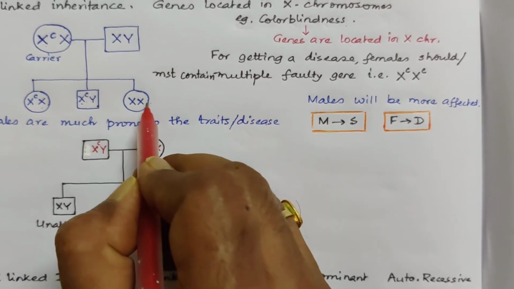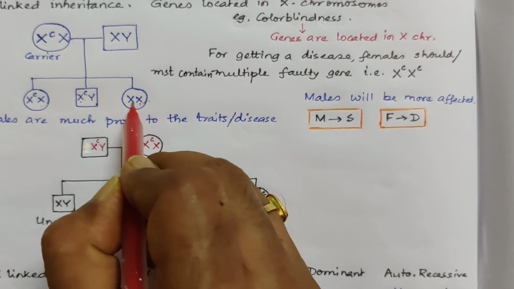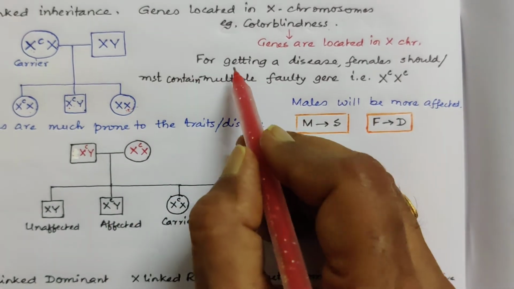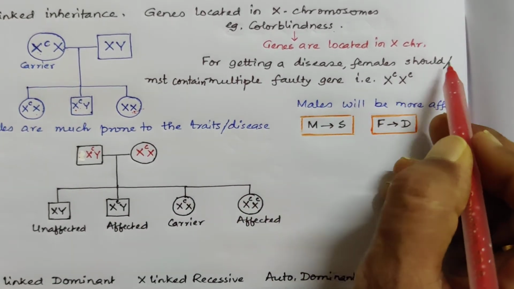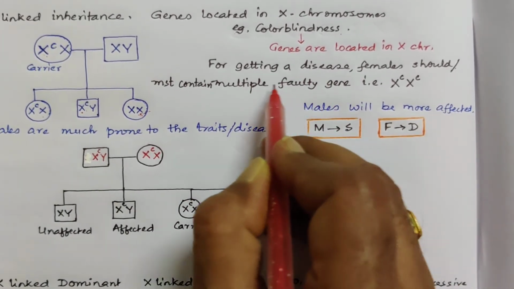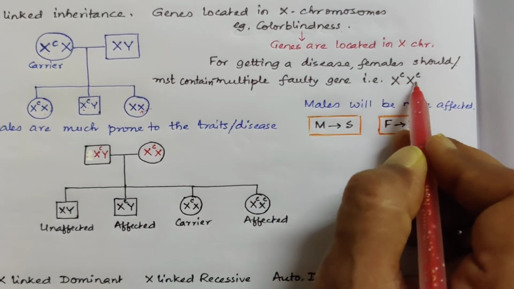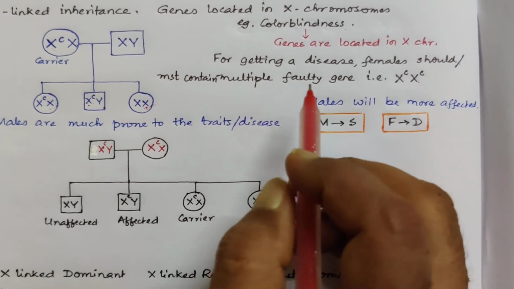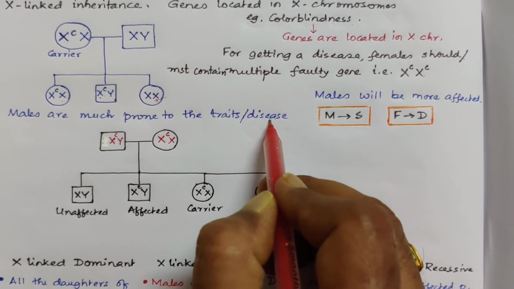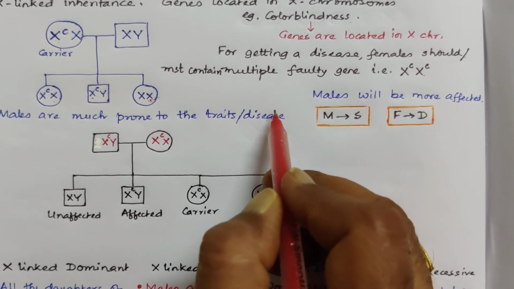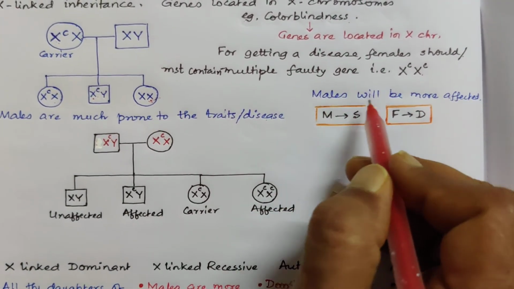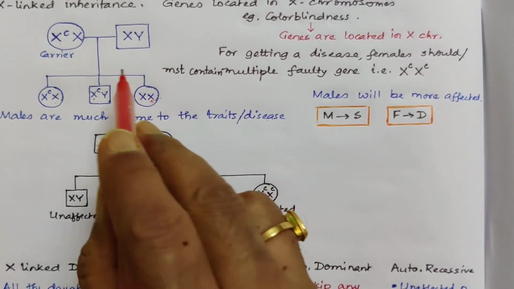So in this case both are X, that means this daughter is completely normal, not even a carrier. For getting a disease, females must contain both the faulty genes, that means XC XC. That's a very rare case. The males are much more prone to the traits or disease if the trait is recessive. The males will be more affected. There are chances of males getting more affected if the trait is recessive.